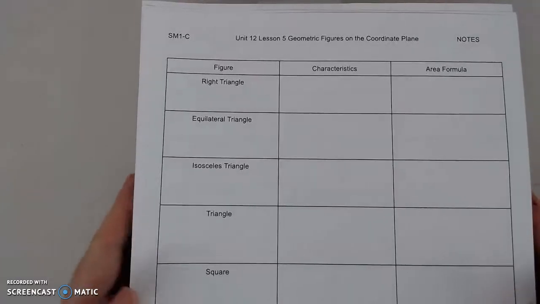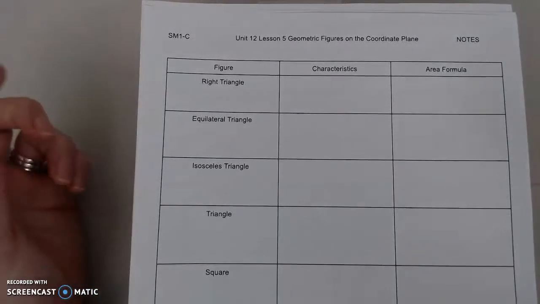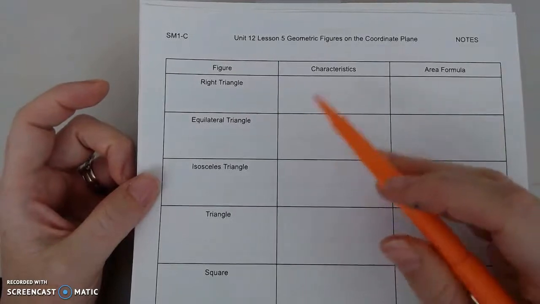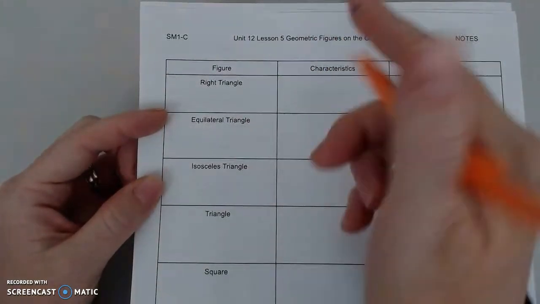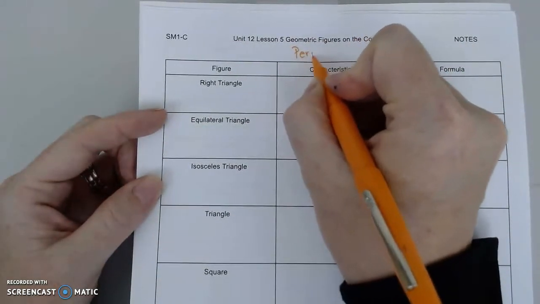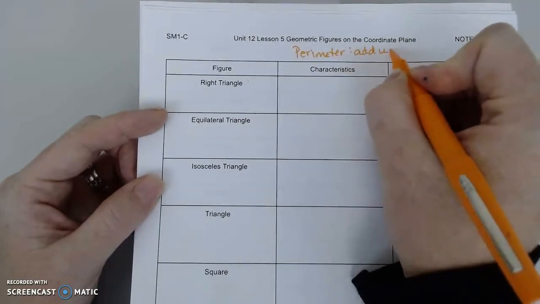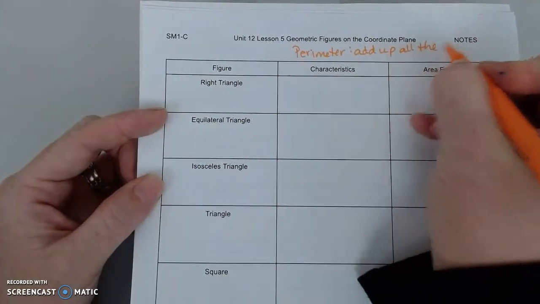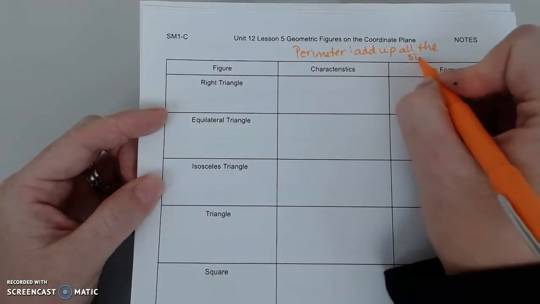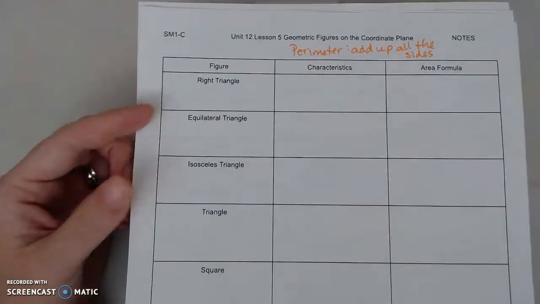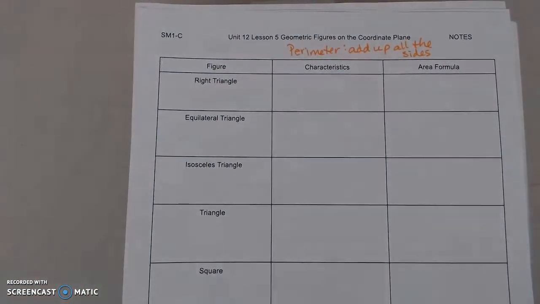All right, in the next section, you're going to find the perimeter and area of different geometric shapes. So remember, perimeter means to add up all the sides. So for some of them, you'll be able to count, and for others, you'll have to use the distance formula or another strategy to find out how long each side is, okay?